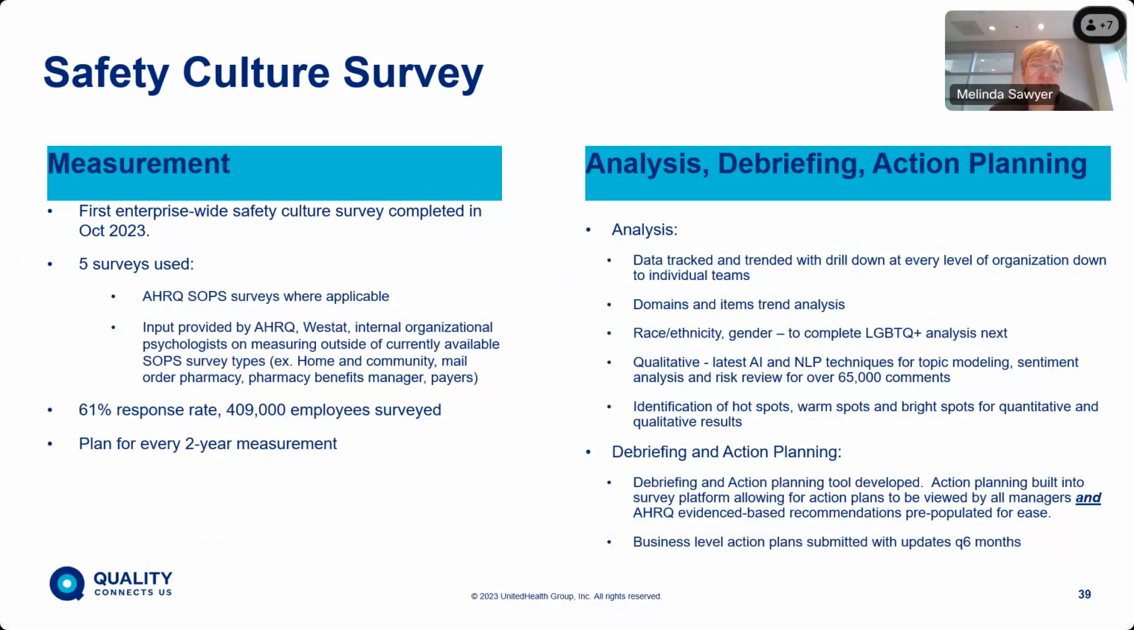But some of the interesting things we got to do to help us score that 4 and help guide us and to build this the right way the first time is we're now able to track and trend and drill down to every level of the organization, all the way down to the individual teams. We did and have completed domain and item analysis. And just like we have a commitment to health equity across all of the survey, we take that also for our own employees. So we did race, ethnicity, and gender analysis to understand differences in perceptions of safety culture.